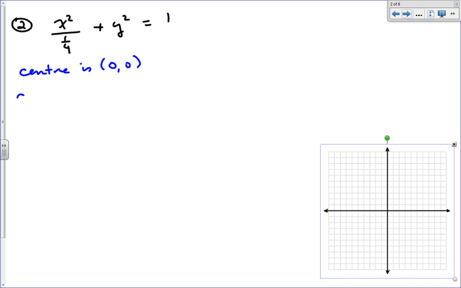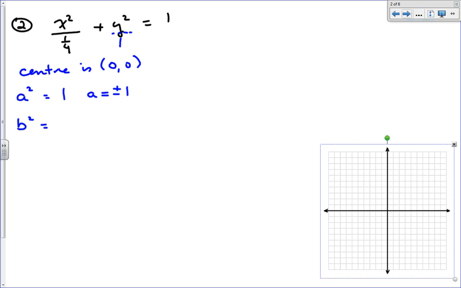Okay, our a squared and our b squared. Now under the x squared, we've got a quarter. Under the y squared, you could think of that as being a 1. So we think of the larger of those two as being our a squared. So a squared is actually equal to 1. So a will be equal to plus or minus 1.